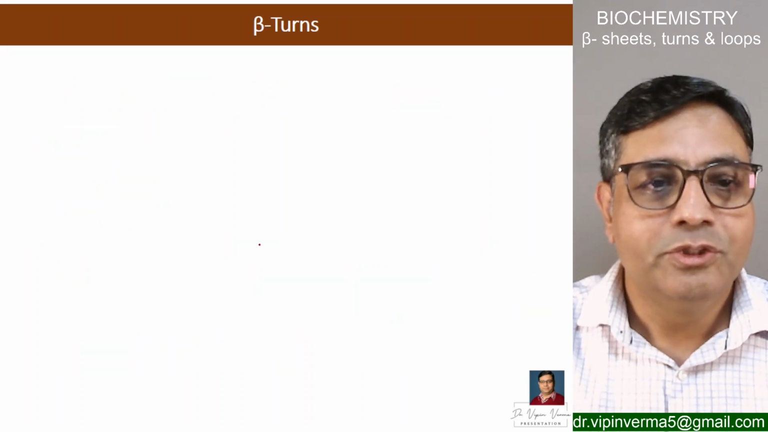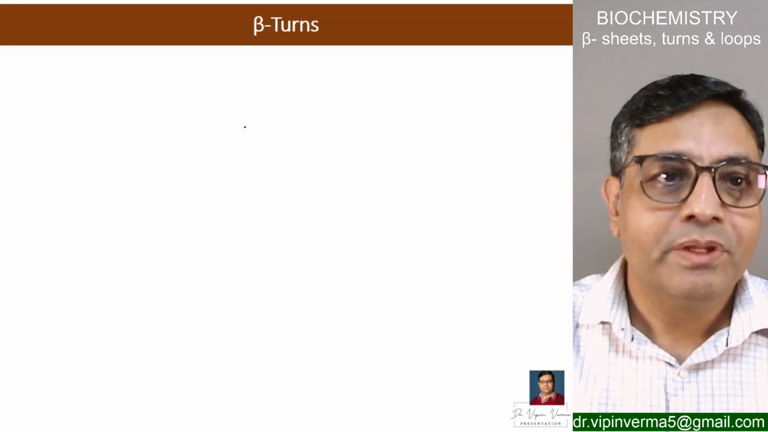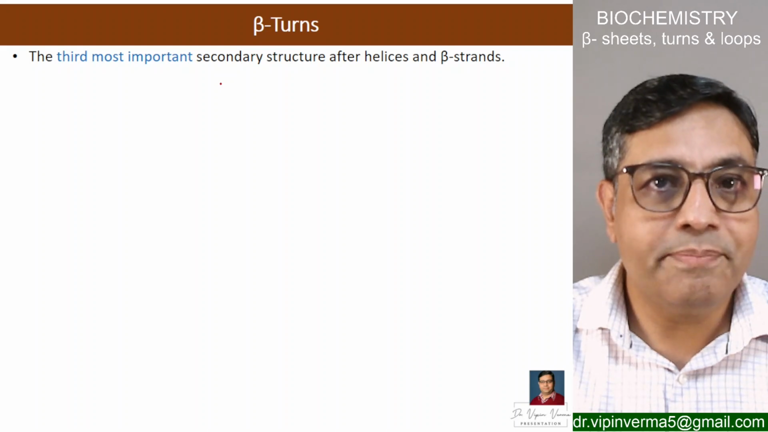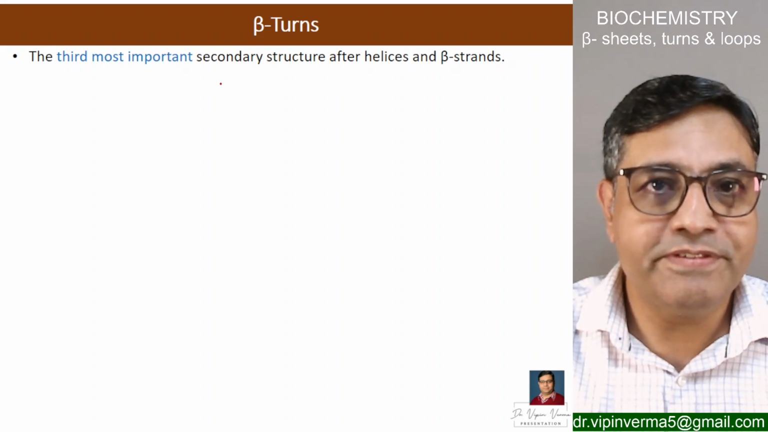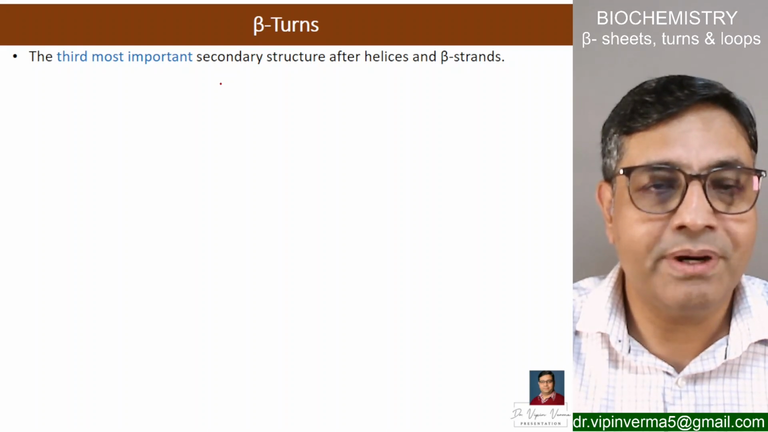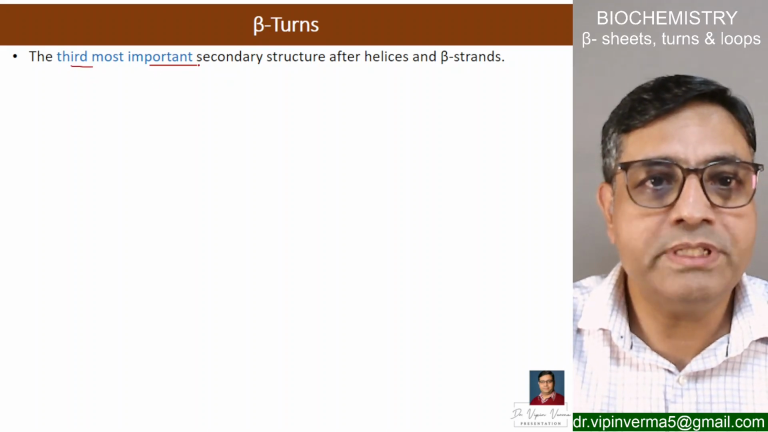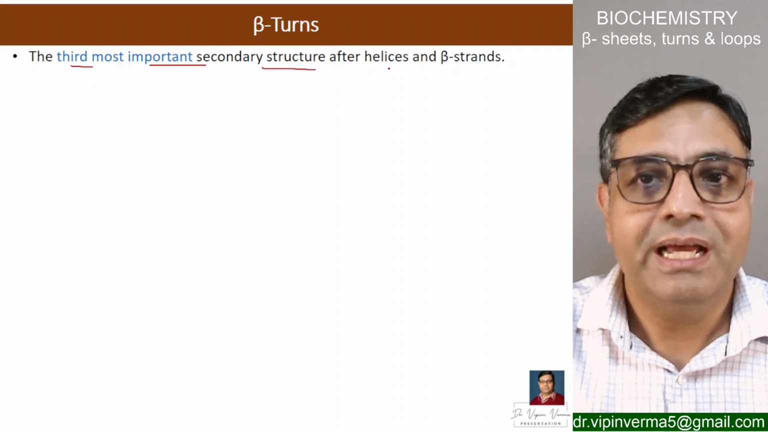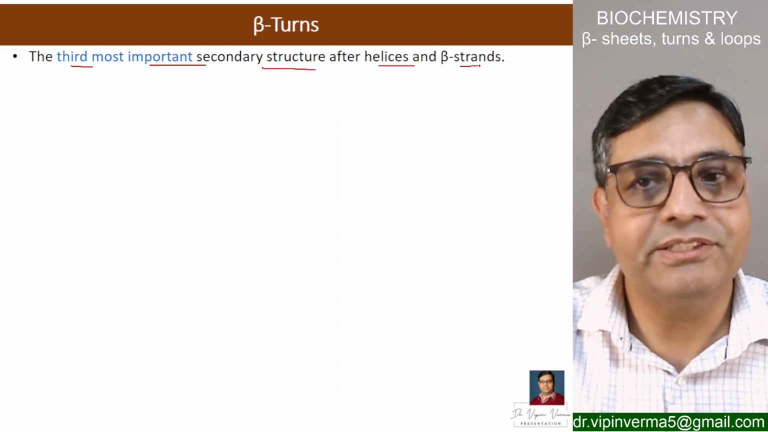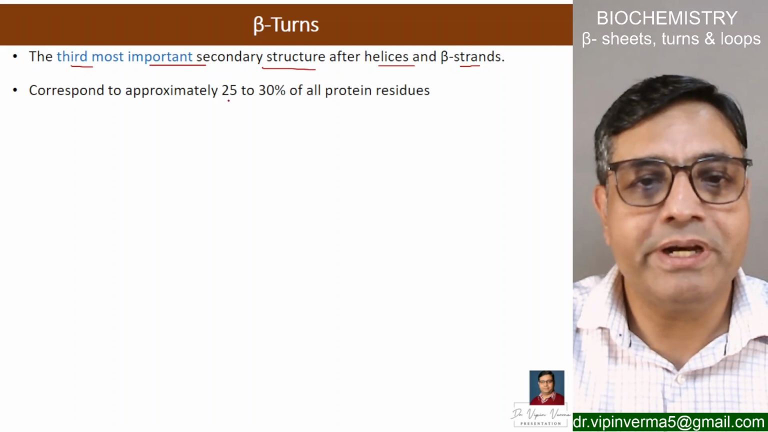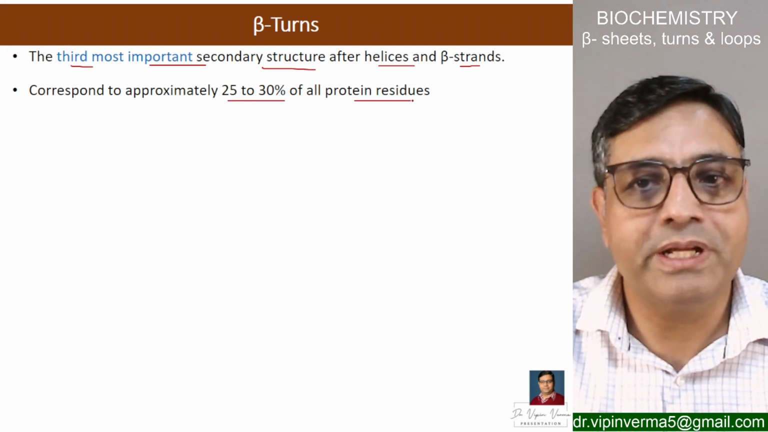Okay, so now beta turns, particularly we are talking about the beta turns. Out of these 4 turns which we have seen, the alpha, beta, gamma and pi, the beta turn is the third most important secondary structure after the helices and beta strand. Remember, it corresponds to approximately 25 to 30% of all protein residues.